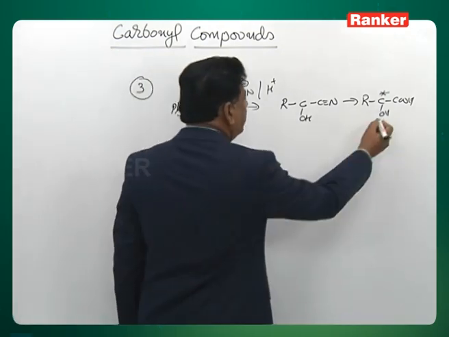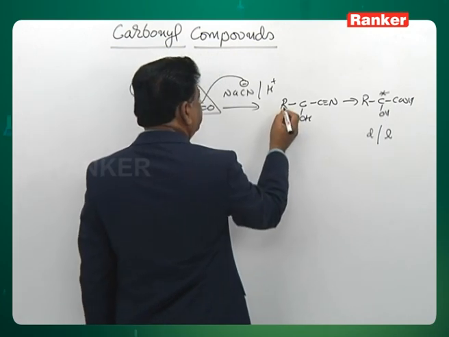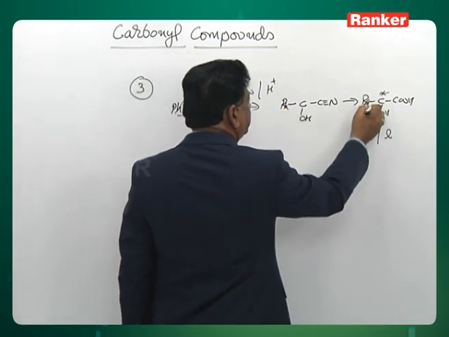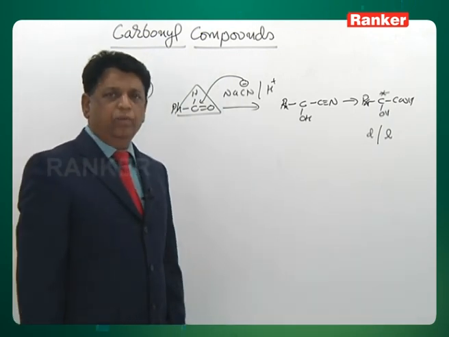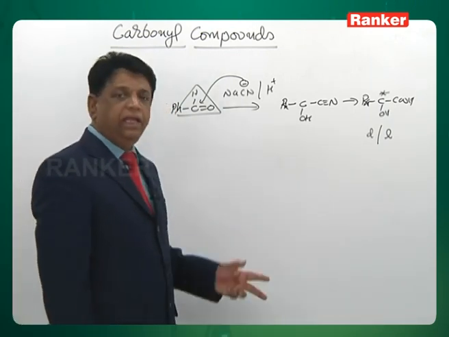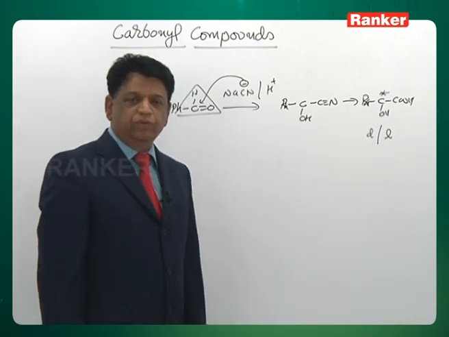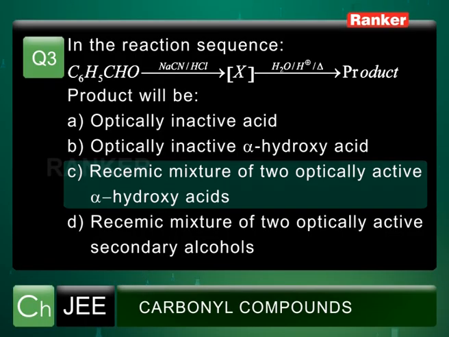It has a common name also. If the R is equal to phenyl here, then this is called a mandelic acid or mandelonic acid. An optical center is created, DL mixture is formed. So, the answer goes to C.